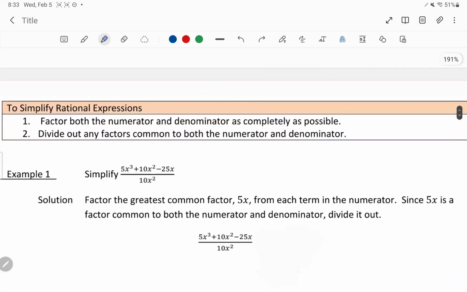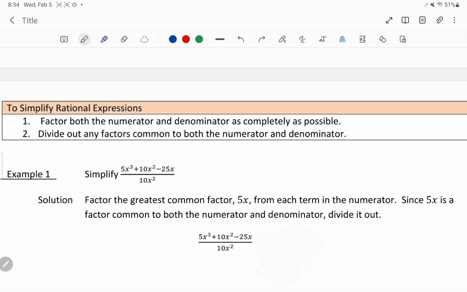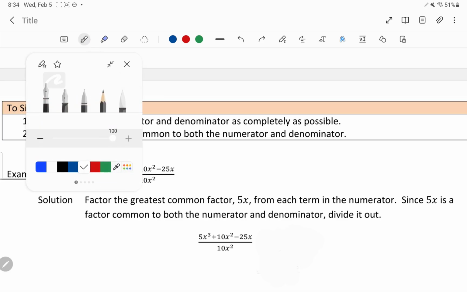After that, you're gonna divide out any factors common to both the numerator and the denominator. So what this means is that if you have the same thing on the top of your fraction bar and on the bottom of your fraction bar, then you cancel them out because they become one. So this is what I'm referring to. Let's just do a little line because I want to make sure you understand exactly what I'm referring to. Whenever we have the fraction line, this is our whole objective.